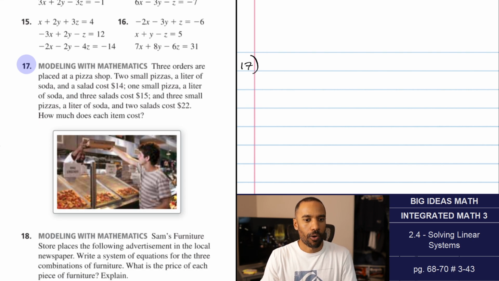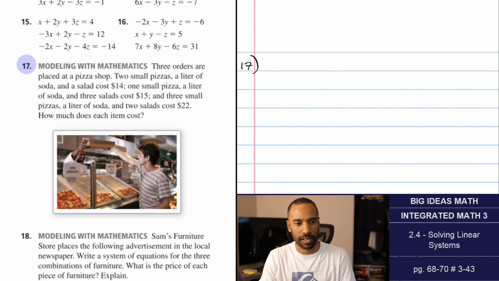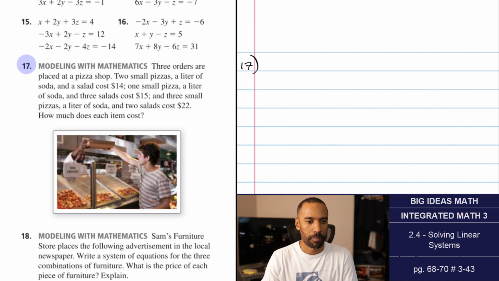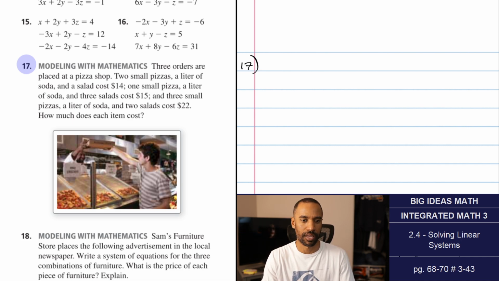Word problem. 3 orders are placed at a pizza shop. 2 small pizzas, a liter of soda, and a salad cost $14. One small pizza, a liter of soda, and 3 salads cost $15, and 3 small pizzas, a liter of soda, and 2 salads cost $22. How much does each item cost?